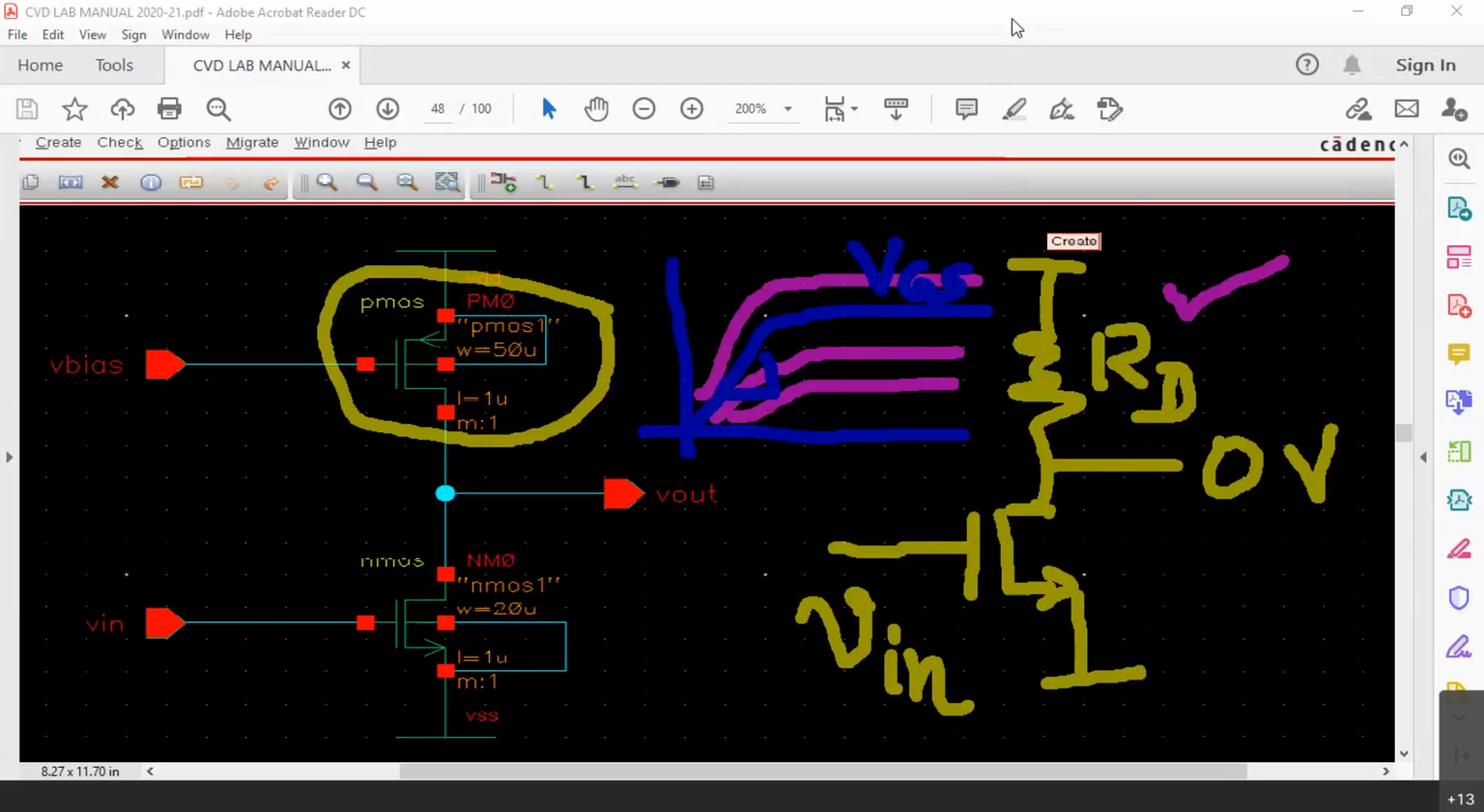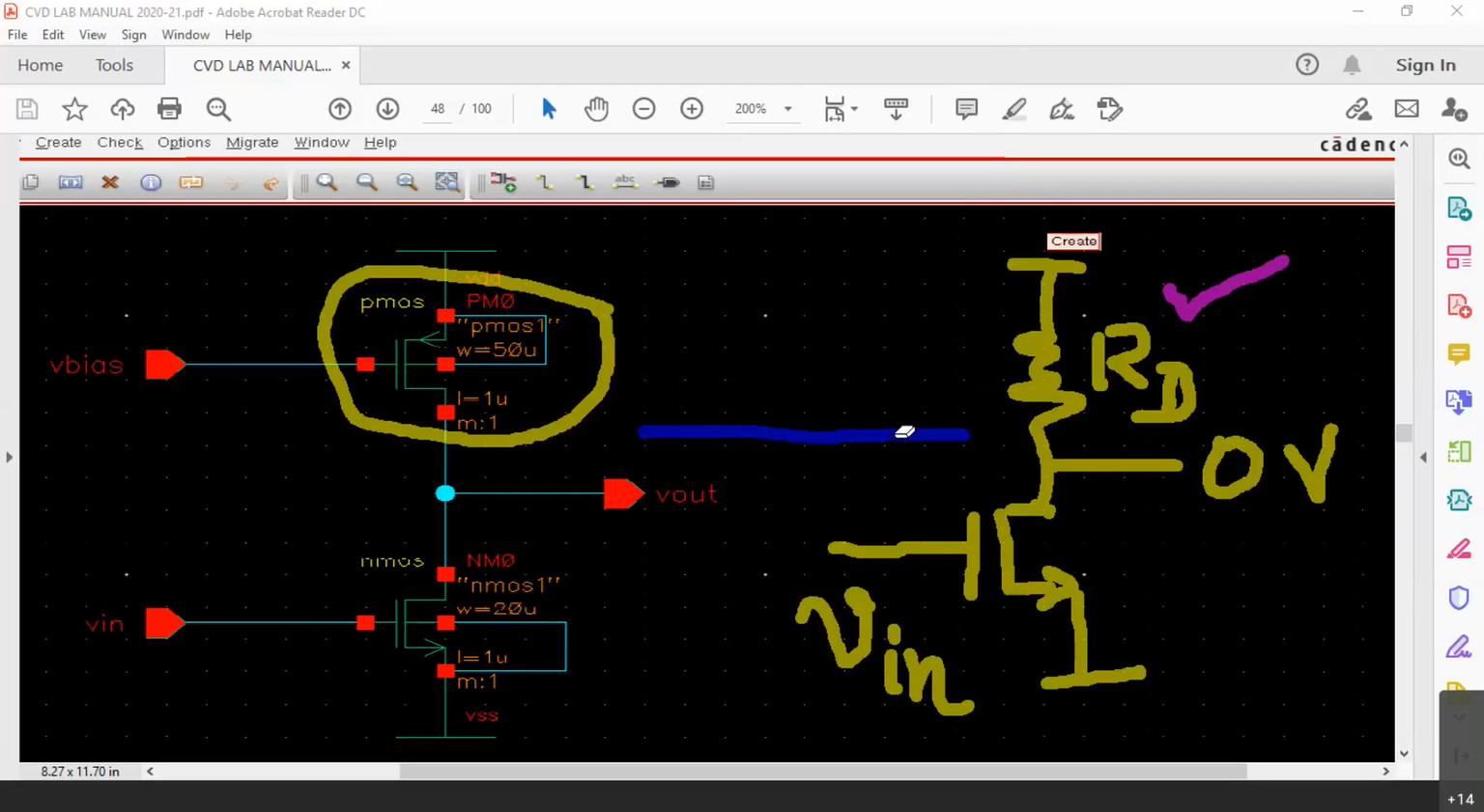Okay, let me tell the answer. But before telling the answer, let me erase this, whatever I have written here. Because I want the circuit to be remaining there. Okay.